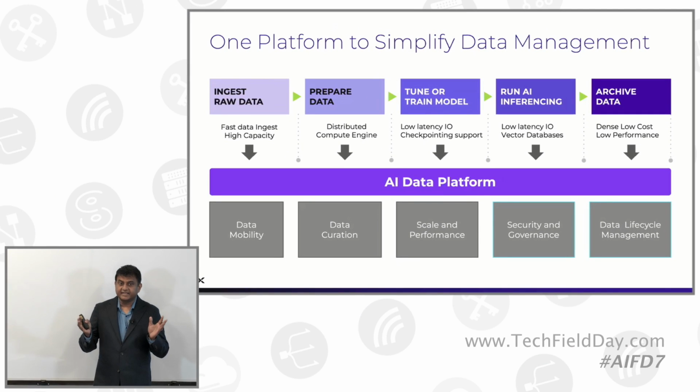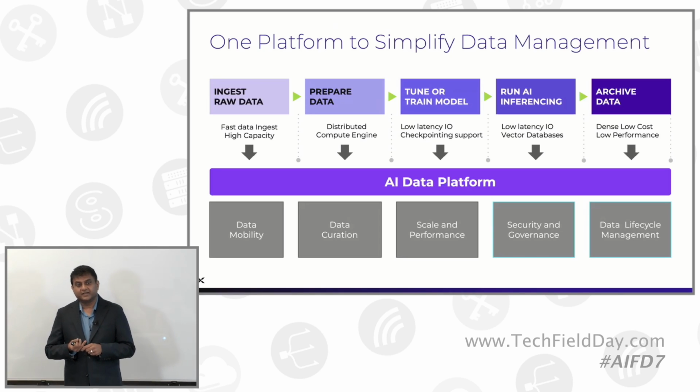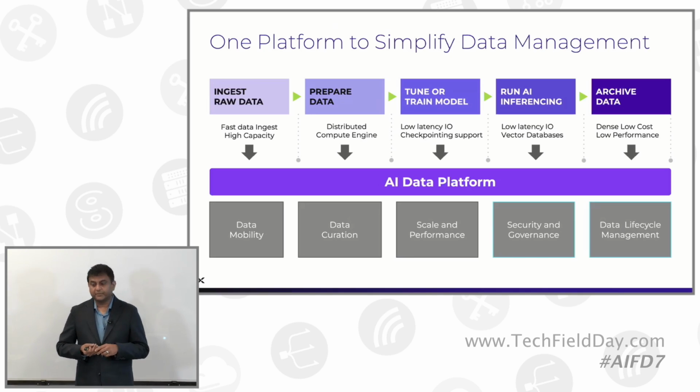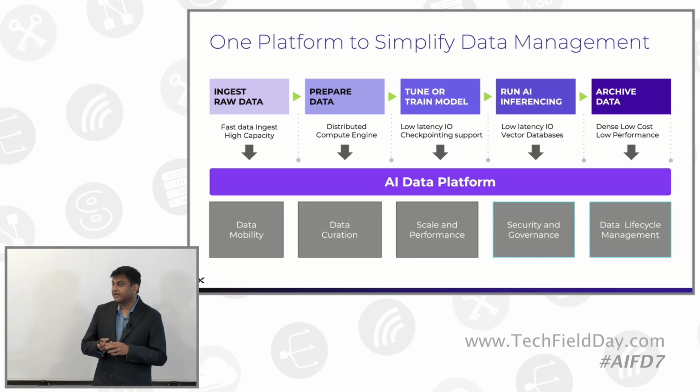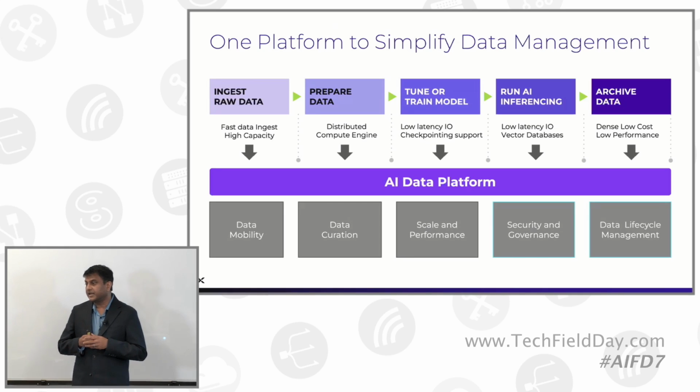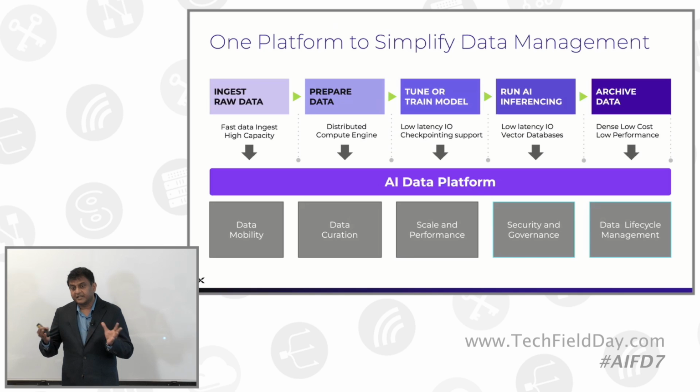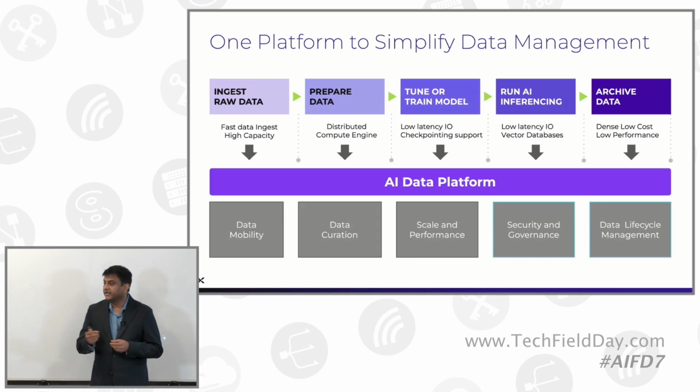And all these stages require different storage characteristics. For training and fine-tuning, very high-performance storage with low latency becomes important. The ability to do checkpointing becomes important. For inferencing, supporting vector databases and typical database management becomes important. For archiving, having a cheap and deep storage to archive the data.